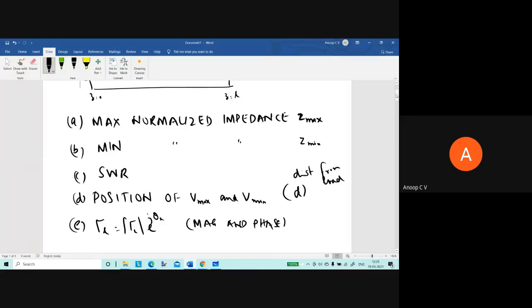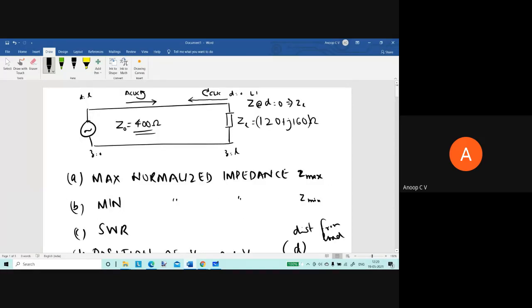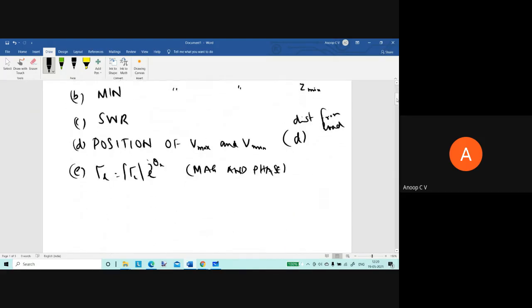So first, ZL is given, Z0 is given. Whatever it is, if you have to solve it using the Smith chart, the first and foremost step should be converting the given load impedance into normalized impedance. So I think all of you have taken down. The first step is to normalize the given impedance.